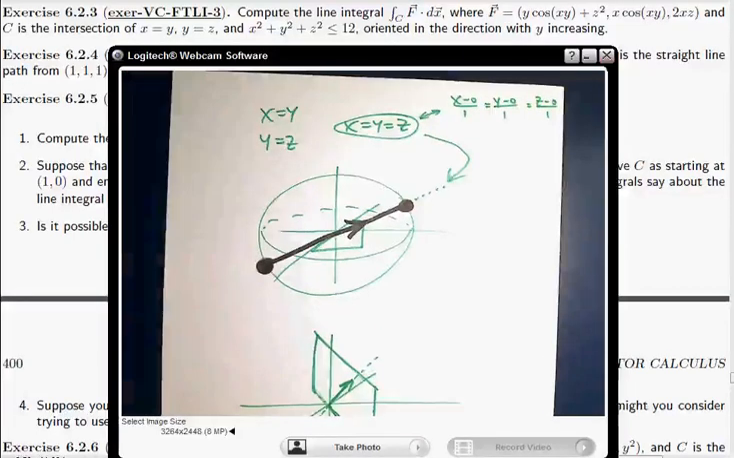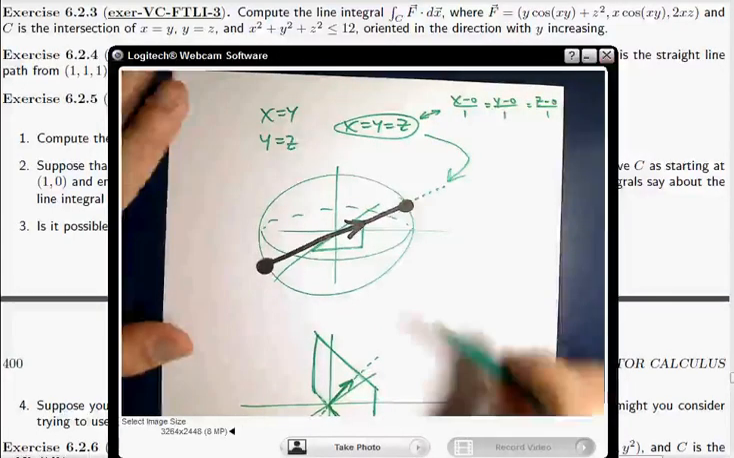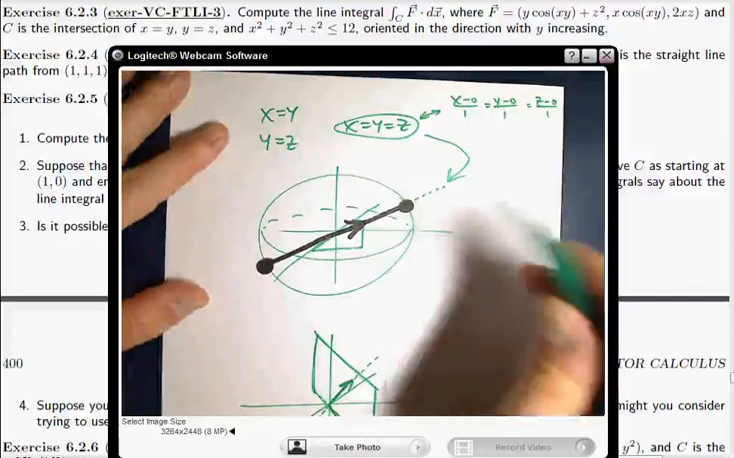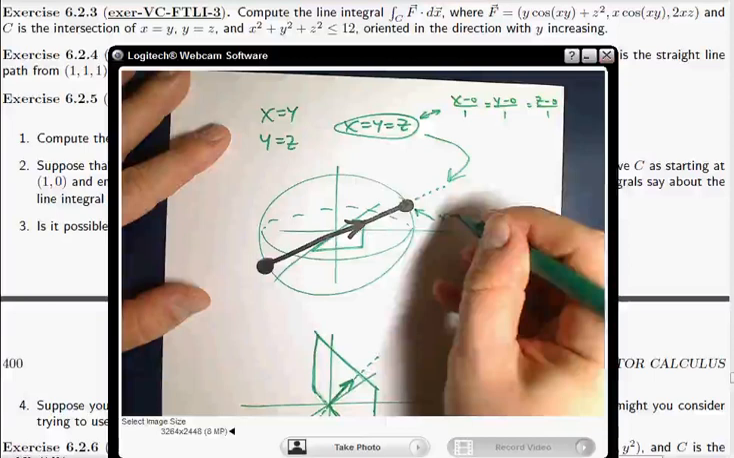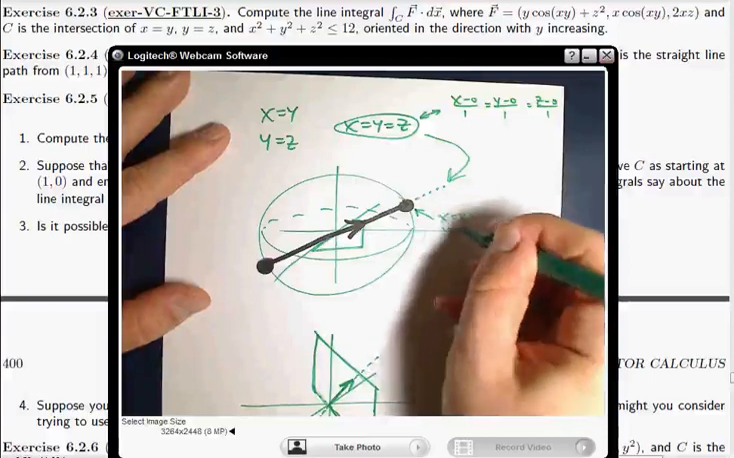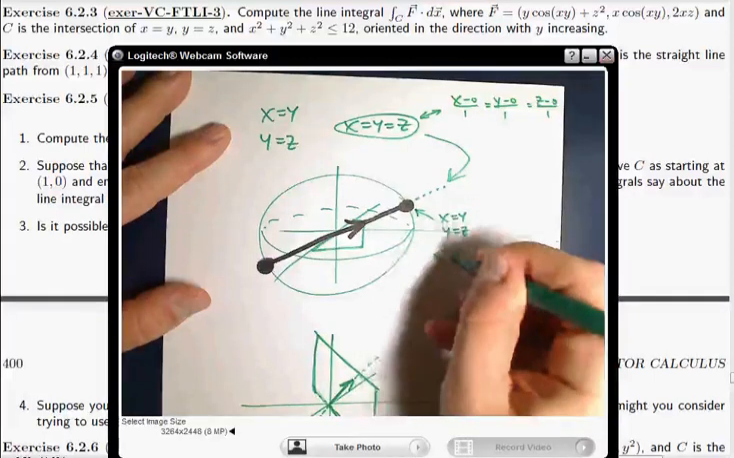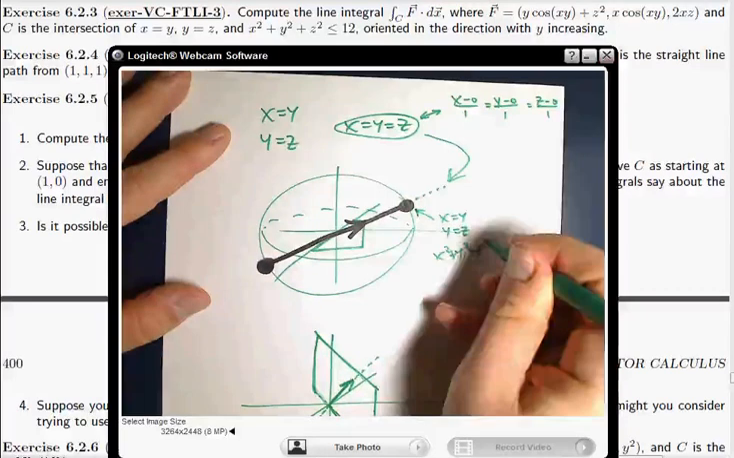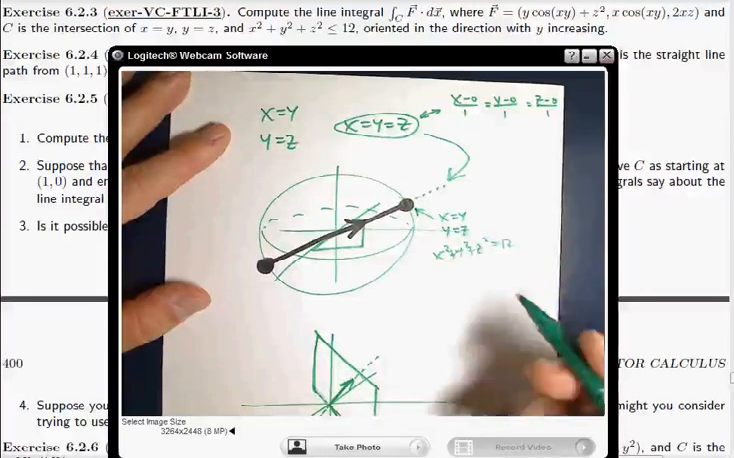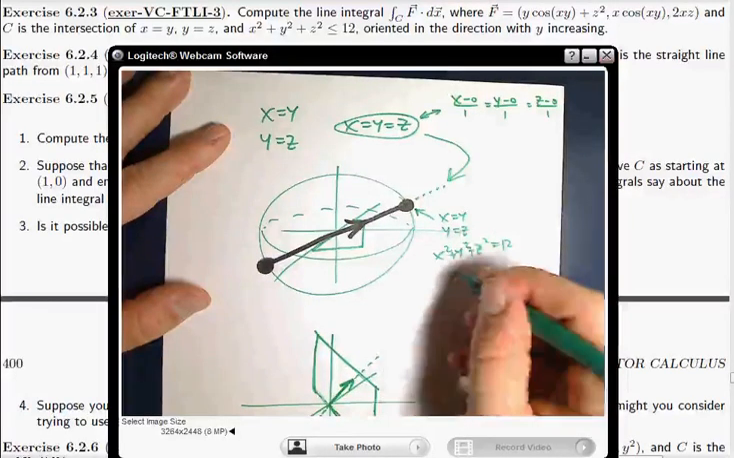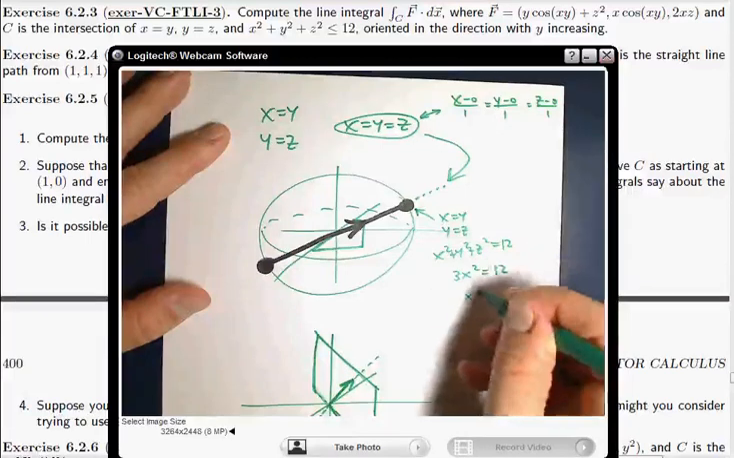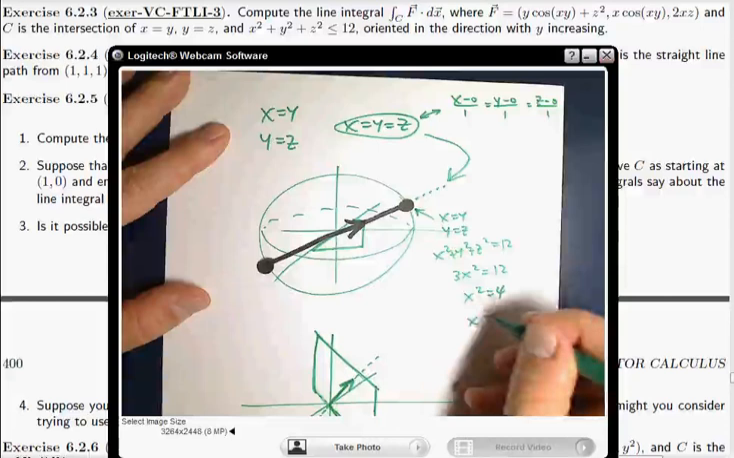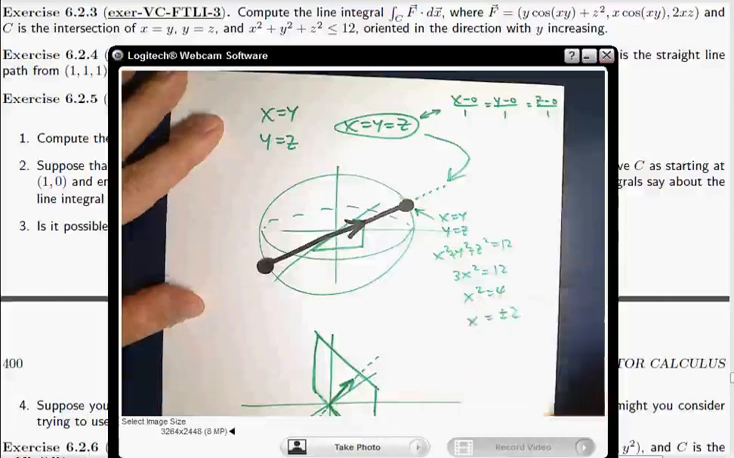Oh, okay. I'm sorry, I misunderstood. I didn't realize. So, all right, let's talk about this point here. What can I decide about that point? Well, I know that x is equal to y. I know that y is equal to z, and I know that x squared plus y squared plus z squared is equal to 12. Well, if x, y, and z are all the same thing, that gives me 3x squared is equal to 12. So x squared is equal to 4, and x is plus or minus 2.